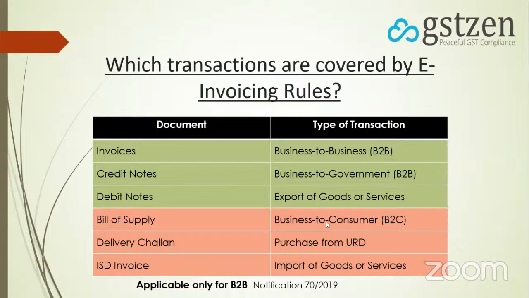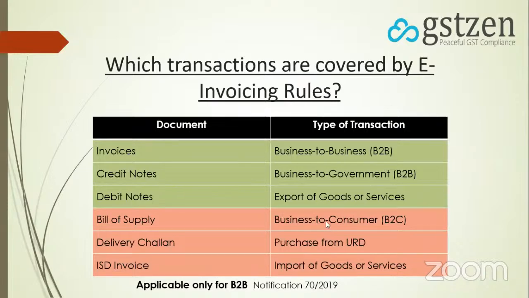So for all these three types of transactions, you have to generate e-invoices in case of invoice, credit note, and debit notes. So you have to make sure that you know for which type of transaction you have to generate an e-invoice and for which type of transaction you do not have to. So for all taxable supplies, invoices, credit notes, and debit notes supplied to a registered person or government, or in case of an export, you have to generate an e-invoice. Now, when you're supplying to a customer, that is a B2C transaction, or in case of purchase from URD or import, e-invoicing is not applicable.